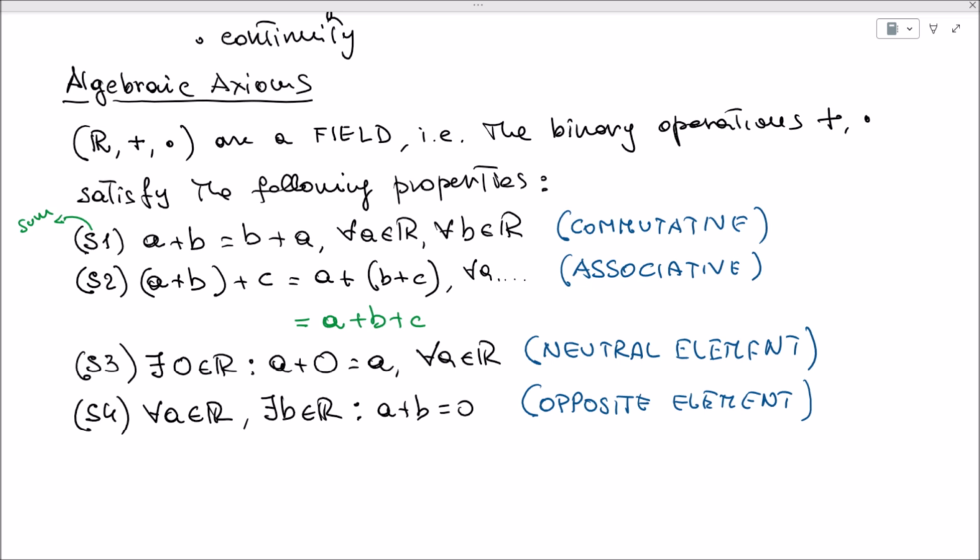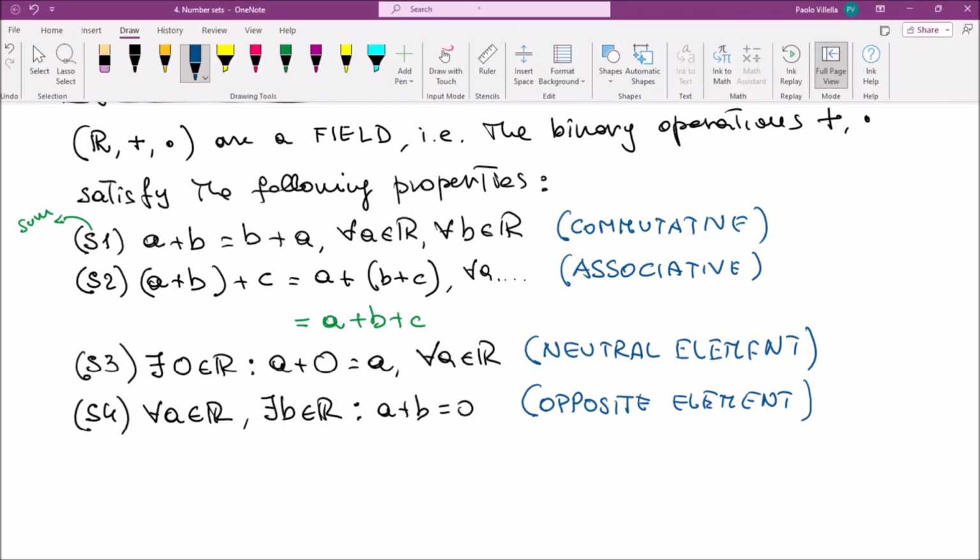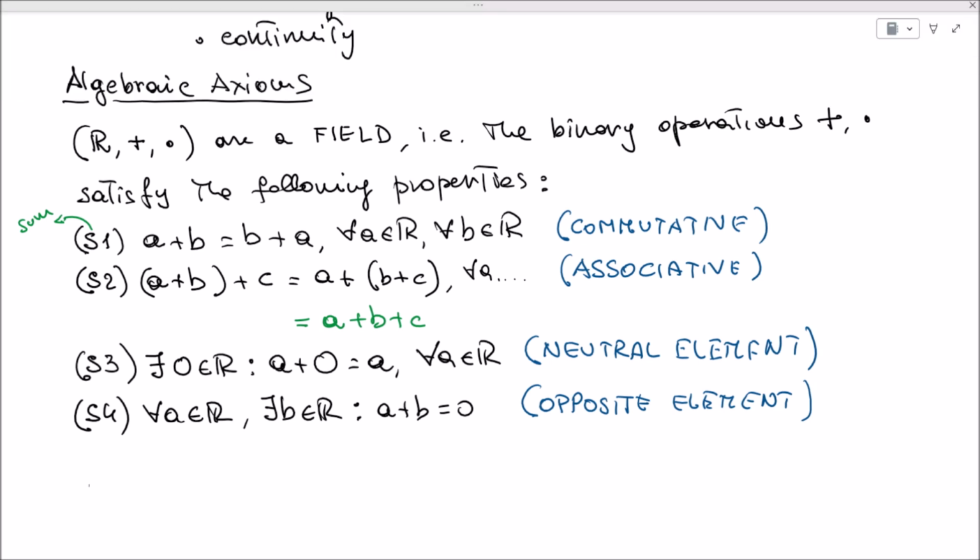We are not saying that there exists only a unique opposite. We are saying that at least there exists one opposite, and this will complete the list of the axioms that refer to the sum. Let's now move to the axioms for the product.